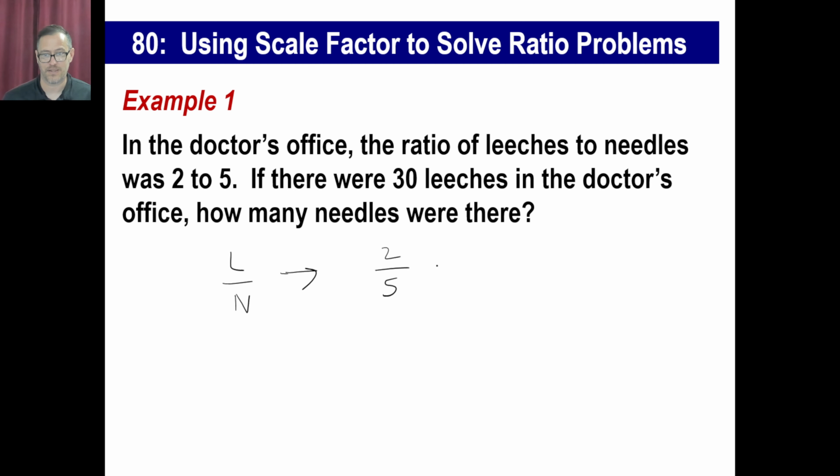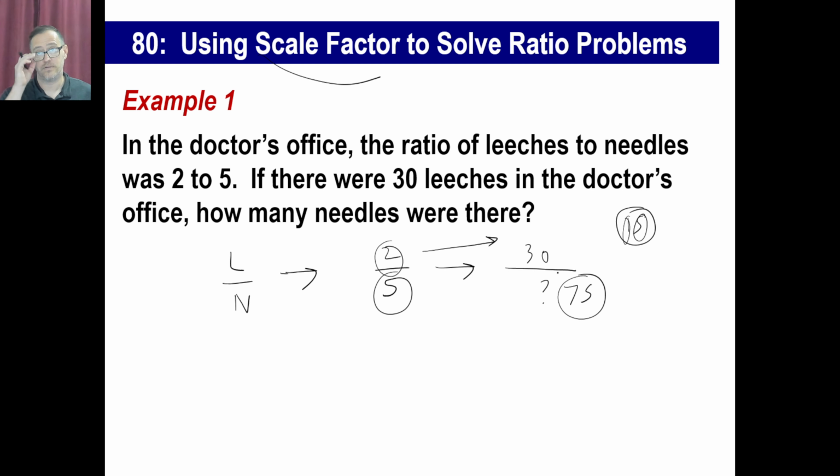There were 30 leeches. How many needles were there? Let's figure it out. What do you do to 2 to get to 30? You multiply it by something. If you're not sure, just divide 30 by 2, and the answer is 15. You multiply by 15. That's the scale factor. Then you do exactly the same thing to the 5. 5 times 15: 5 times 10 is 50, 5 times 5 is 25, so 50 plus 25 is 75.